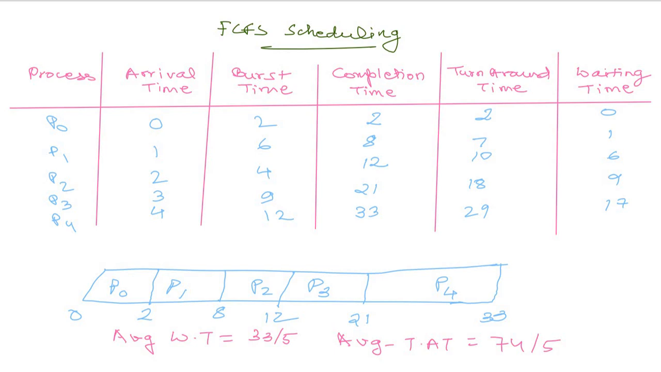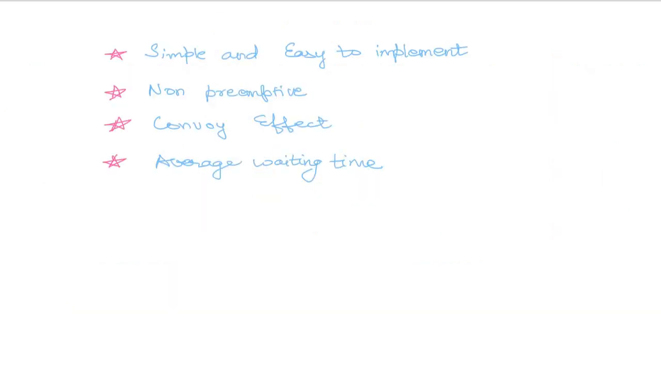Now let's discuss the facts about FCFS scheduling. So the basic 4 important points of FCFS are: firstly, that it's very simple and easy to implement; second, that it's non-preemptive; third is convoy effect.